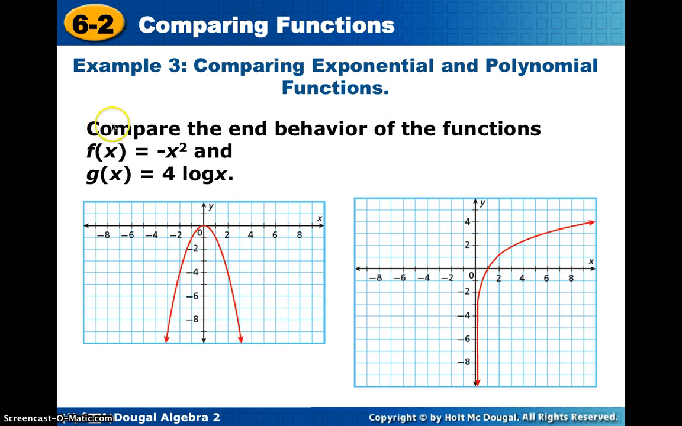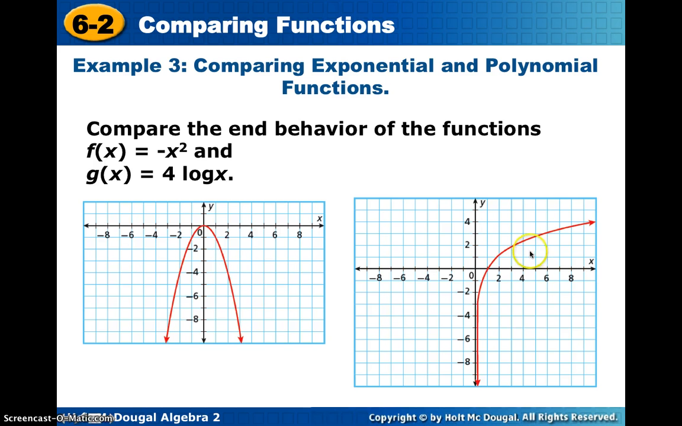And last example, let's compare the end behavior of the functions. So here we have negative x squared. How does the end behavior of this graph compare to the graph here of 4 times log x? Okay, so we're going to look at the end behavior. It looks like as the x value approaches infinity on the positive side, the function is going to negative infinity. And as the x value over here is negative infinity, the function is going down to negative infinity as well.